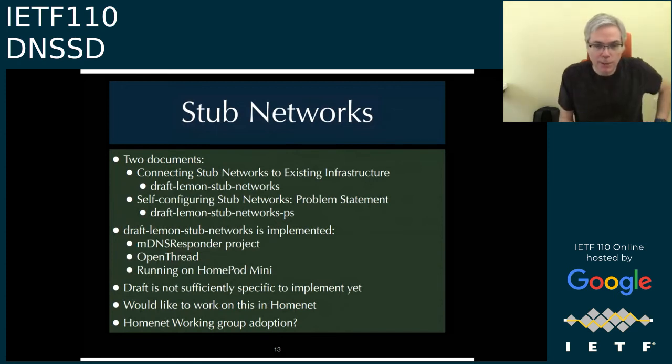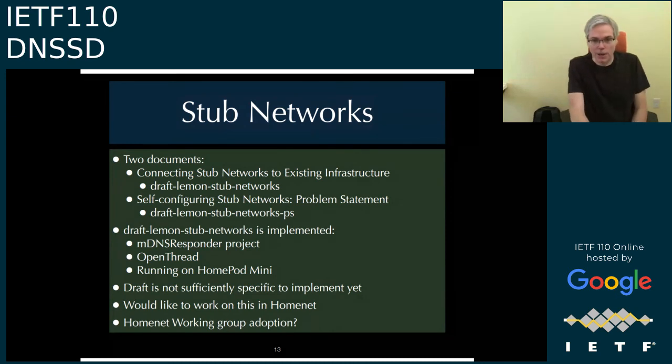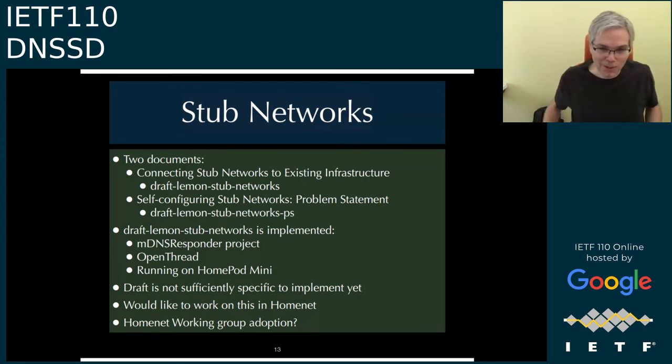Okay, so now the Stub Networks document. This is the document that's actually the core work that I wanted to talk about for HomeNet. There are actually two documents. One of them is a problem statement. It basically says, here's the problem we're trying to solve, and here are some ideas that we considered for how to solve it.